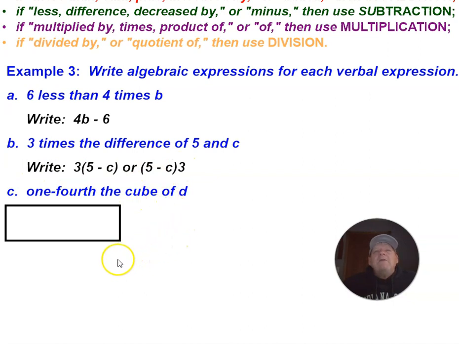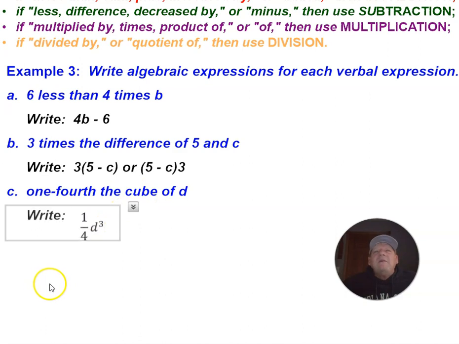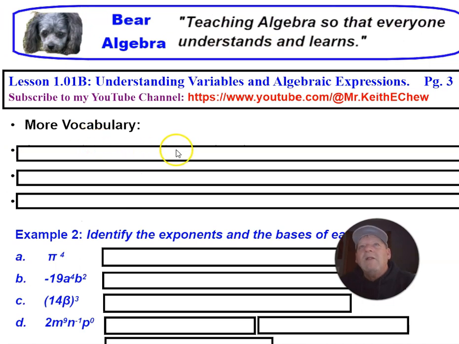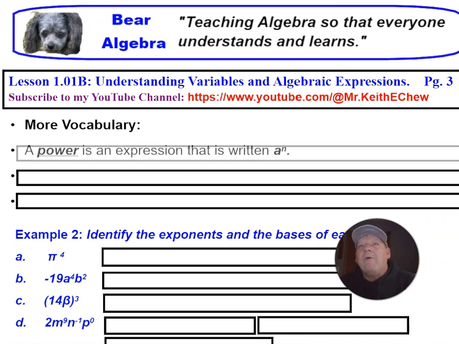Then on example 3c, 1/4 the cube of d. We write it like a fraction. That's the way most teachers would prefer that you do it. 1/4 the cube of d would be d cubed over 4. And that kind of pulls in the exponents and the powers like what we had talked about in the second example from lesson 101A. Let's talk a little more about power.